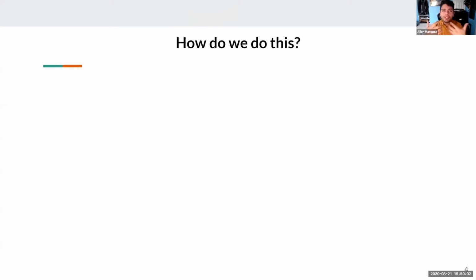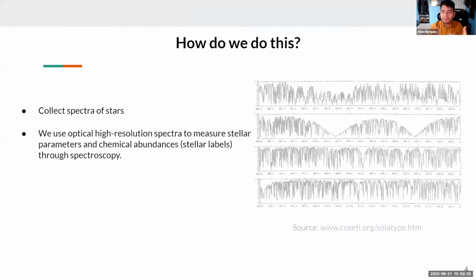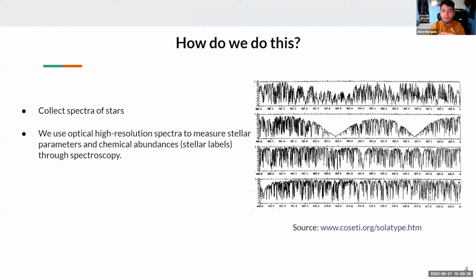And so I'd like to give a little more detail now. So how exactly do we do this? We do this by collecting the spectra of stars using telescopes. To be more specific, we use optical high-resolution spectra to measure the stellar parameters and the chemical abundances, which I'll call these two stellar labels for short, using spectroscopy. And to give a visual representation of the data once it's been processed after it's been collected through the telescope, this is the type of data that we work with.